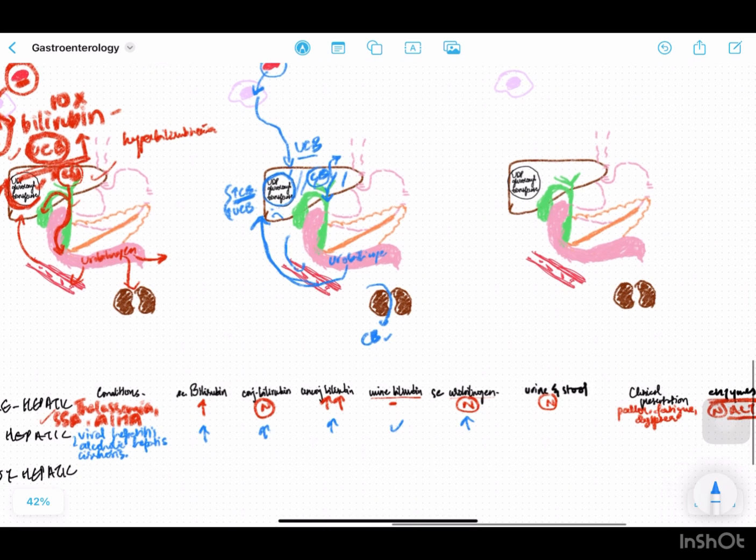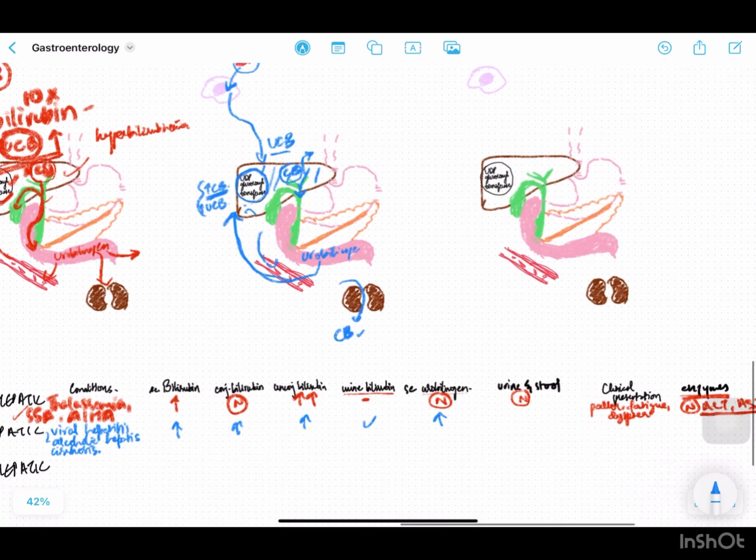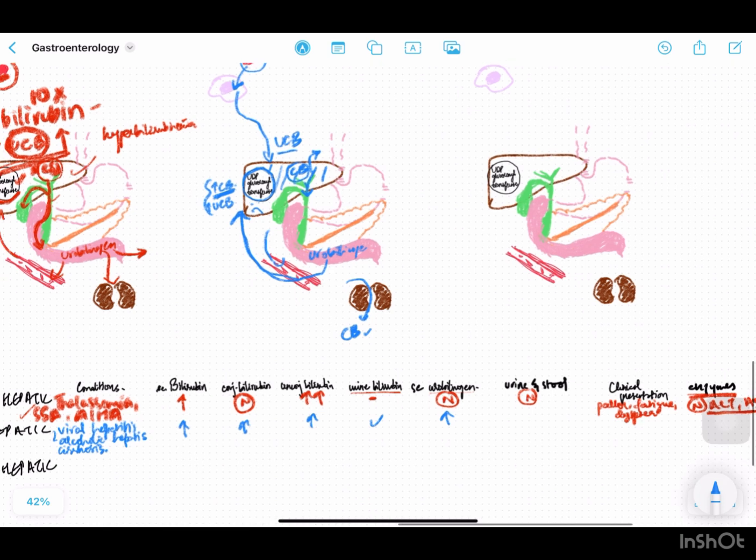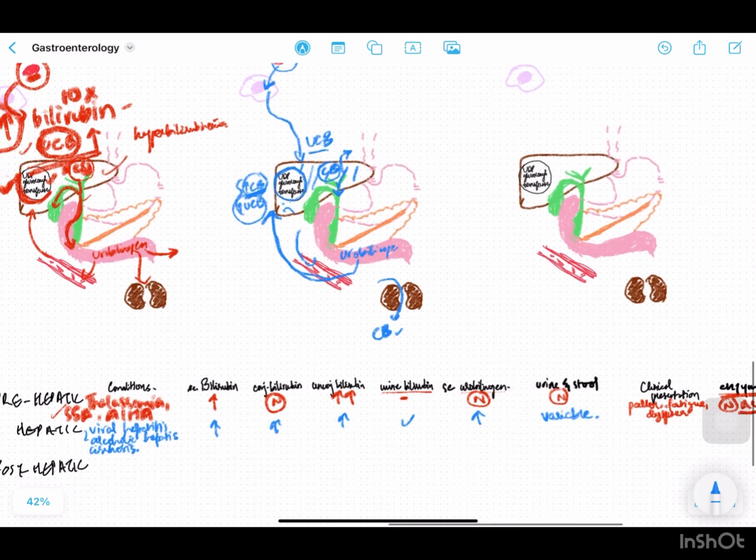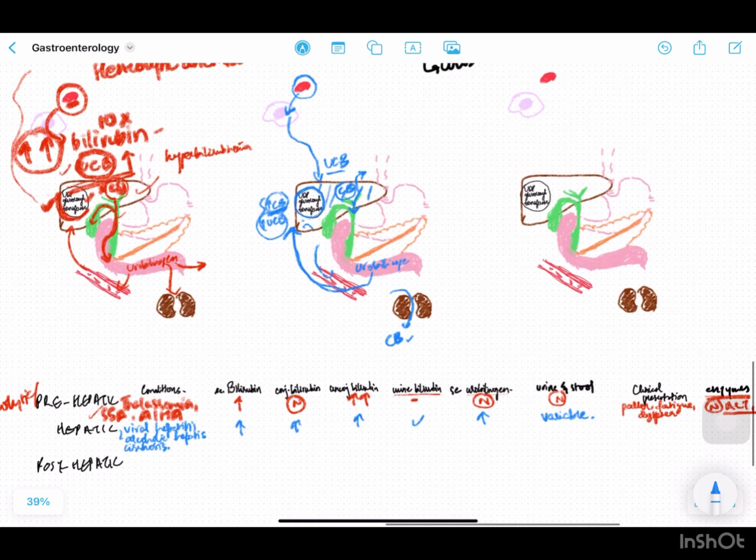What about our urine and stool? The presentation of this would be variable depending on what is increasing, conjugated or unconjugated bilirubinemia. So let's just write down variable here. So in these cases, in hepatic, you have to check which sort of bilirubin has risen and try to do your differential diagnosis based on that.